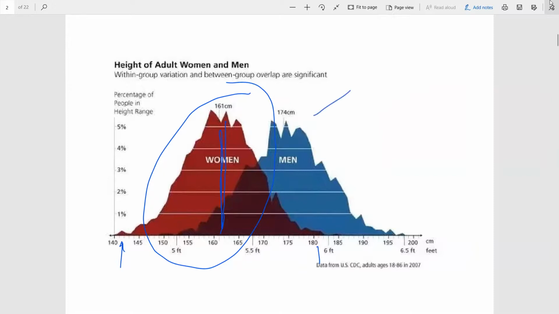With men, you see similar kinds of data, but you see a median or midpoint of about 175 centimeters, which is somewhere between 5.5 and 6 feet. And then, of course, you see some men who are very tall.